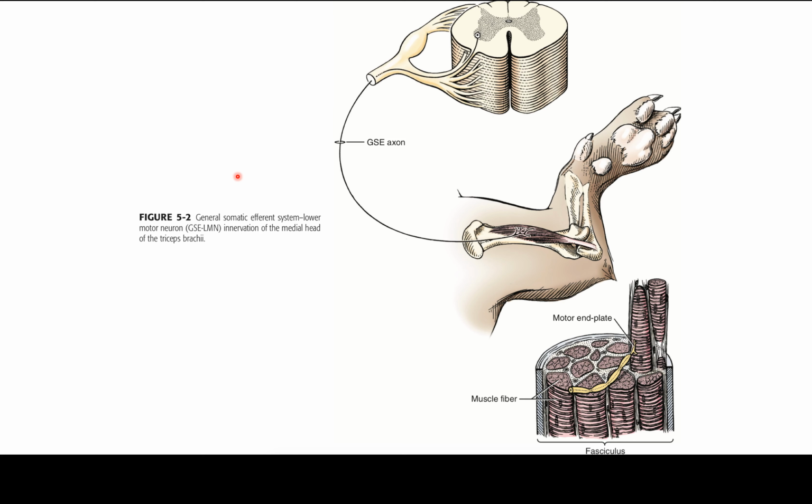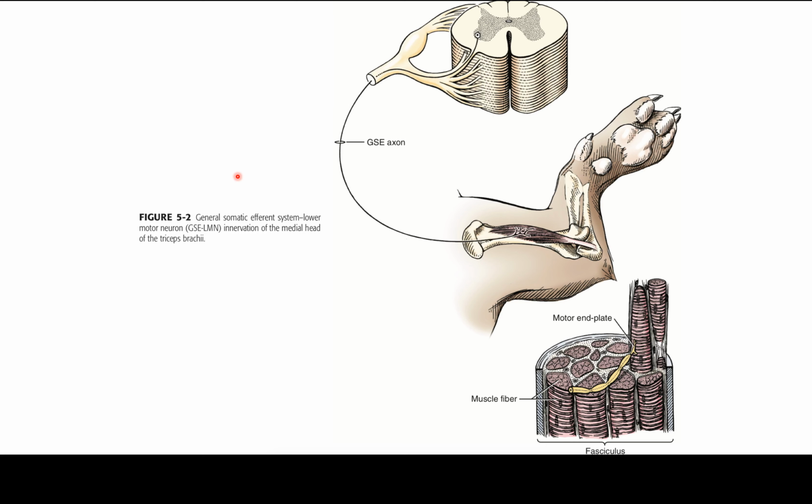The number of muscle cells innervated by one GSE neuron is called the motor unit. It varies from 100 to 150 muscle cells in the proximal limb muscles to 3 to 4 in extraocular muscles. Muscles involved in functions that require a large degree of coordination are innervated by motor neurons with small motor units, only a few muscle cells per neuron. The strength of a muscle contraction depends on the number of motor units activated in a muscle.